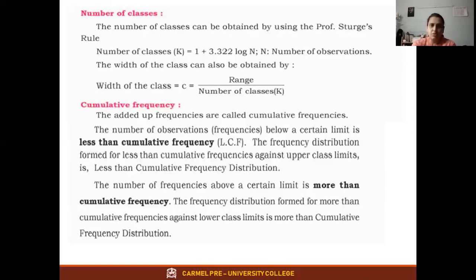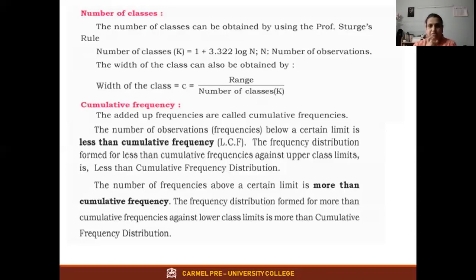So here you know the number of classes and width of class by Sturges' rule. What is cumulative frequency? What is LCF? What is MCF? What is LCF distribution? And what is MCF distribution? LCF distribution is the frequency distribution of LCF against upper class limits. LCF and upper class limits. Remember, opposite. Whereas more than cumulative frequency distribution is MCF.